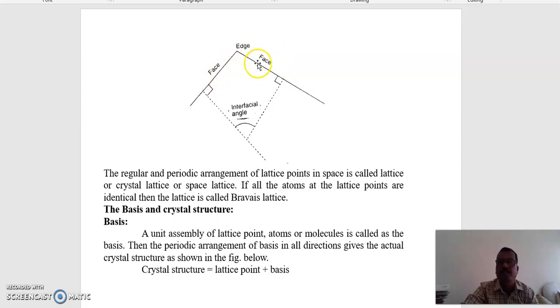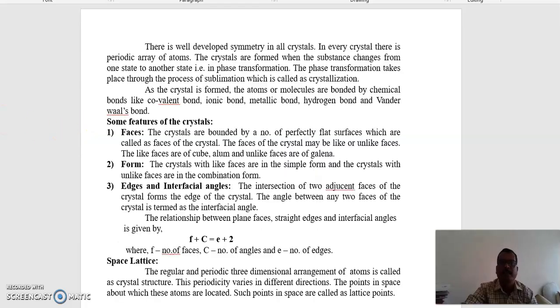The combination of two faces forms an edge of the crystal. And this is nothing but the interfacial angle. The intersection of two adjacent faces of the crystal forms the edge of the crystal.